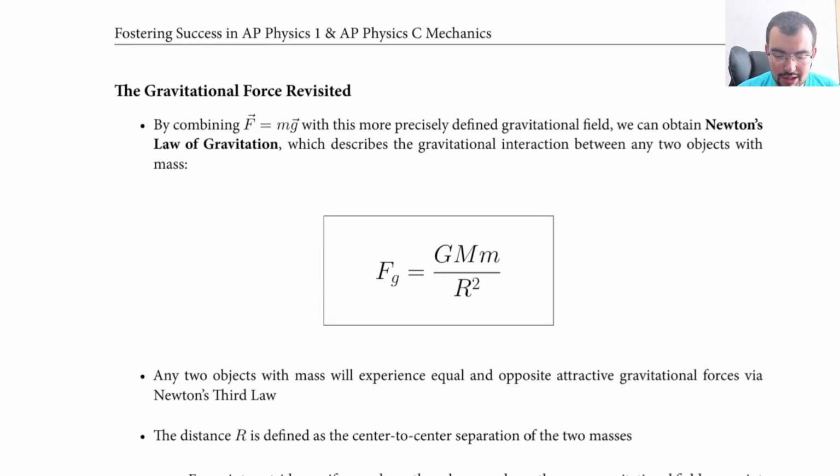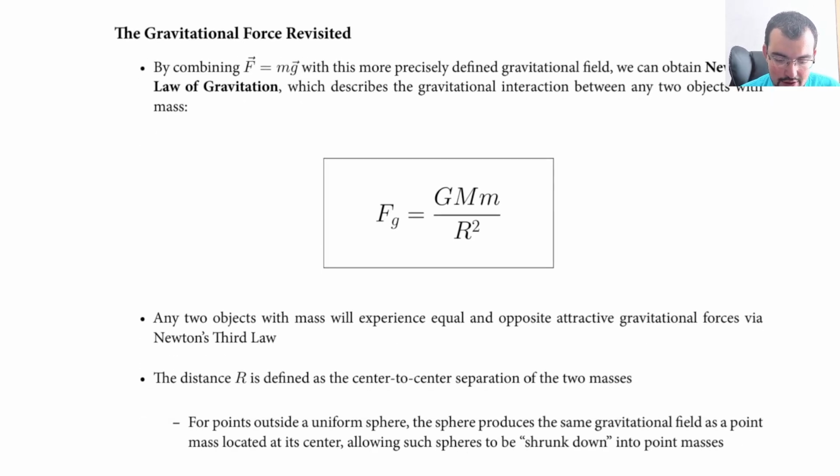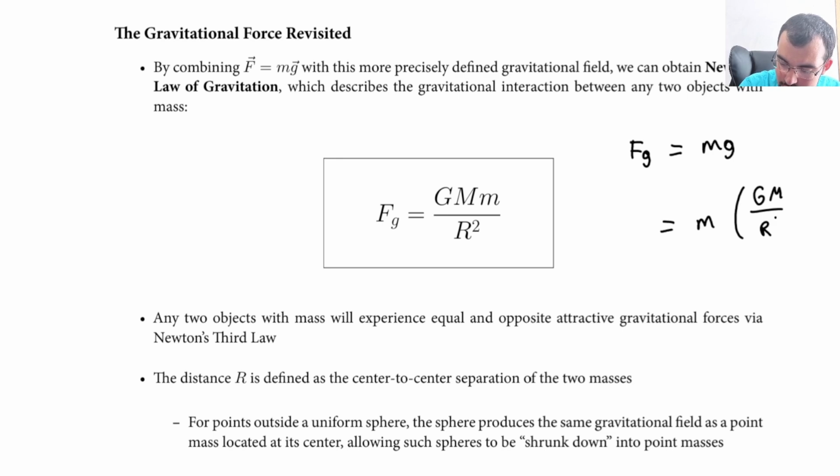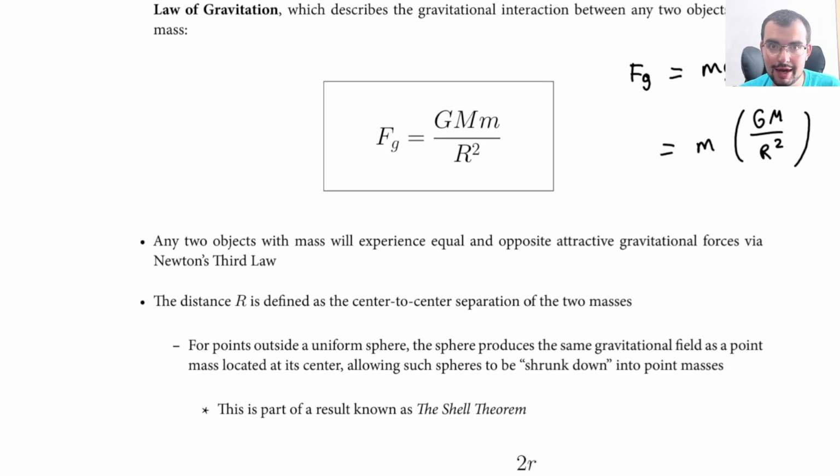So now we're going to do some problems with the actual gravitational force. Recall that since Fg is equal to mg, we can recover the actual formula for the gravitational force between two objects by substituting in our more precise value of g. This is known as Newton's law of gravitation, which describes the mutual gravitational force between any two objects with mass. That is the only requirement for a gravitational force. It is two objects with mass.